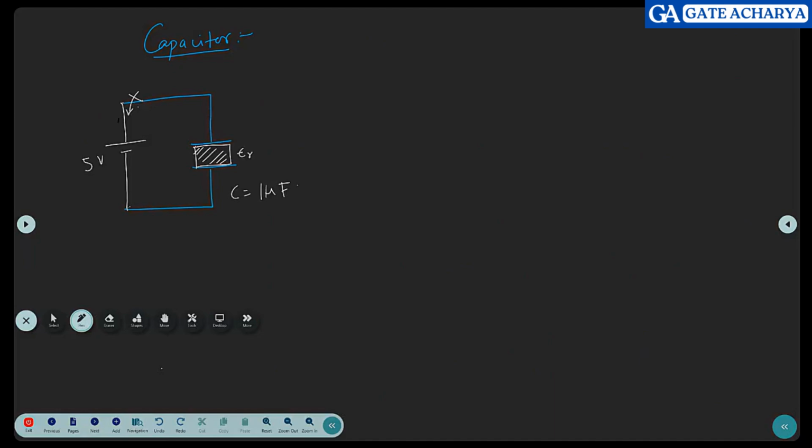Charges will flow and go and sit on this. I will use a different color, yellow color. Plus here, minus here. To be more specific, I'll just give you a small idea. I just can't resist giving it. This dielectric will develop some charges this side. We call it bound charges. These are all bound charges.